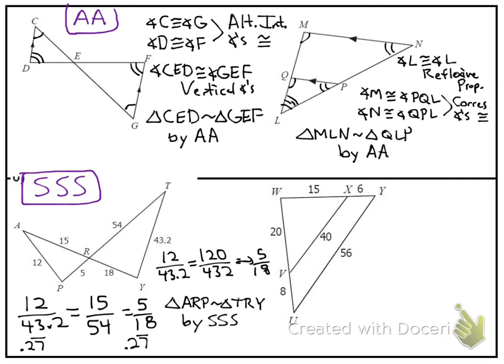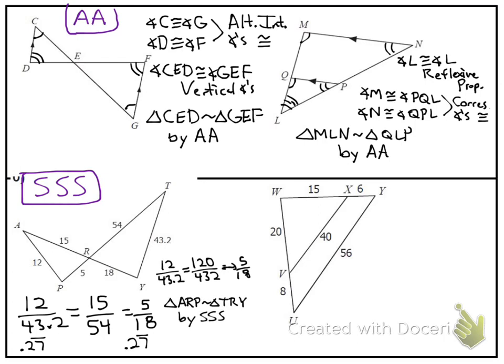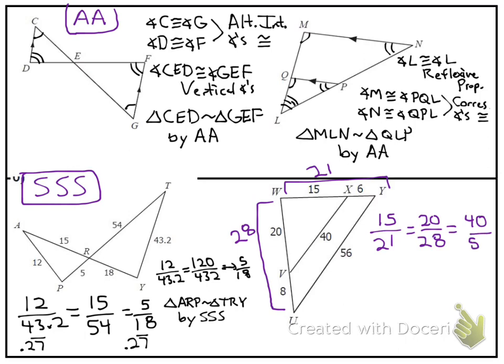The next one off to the right, we have to think of it as little triangle, big triangle, and the important part we notice here, let me clean up some values, is the total side length needs to be added together. So it's 21 and 28. So I want to go little triangle, big triangle. 15 here is to 21, as 20 is to 28, as 40 is to 56.